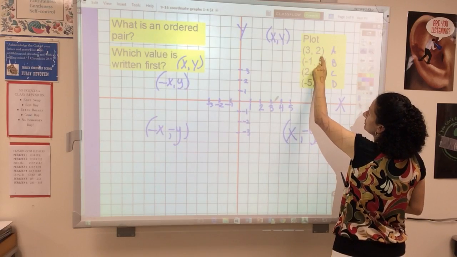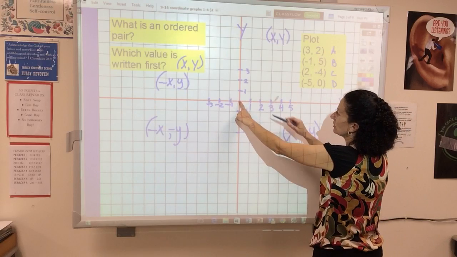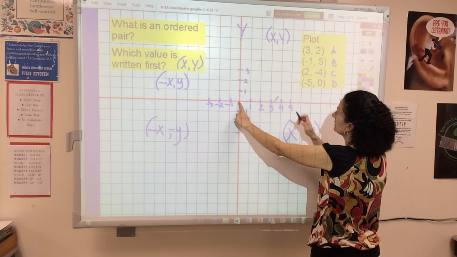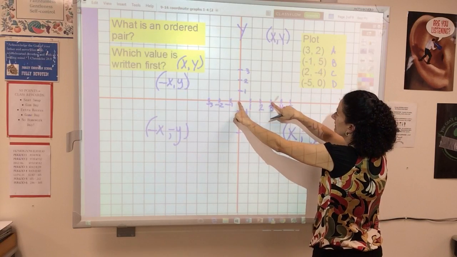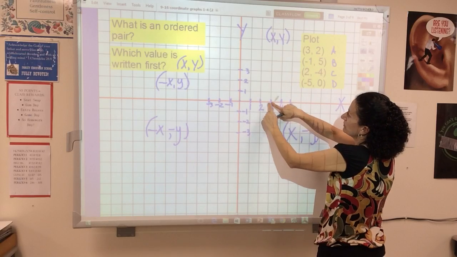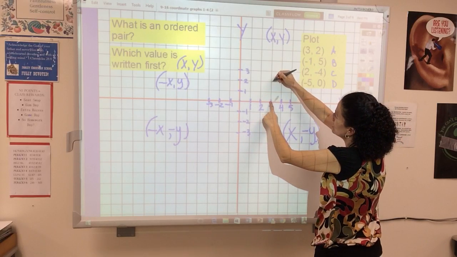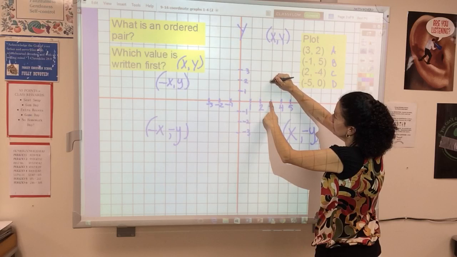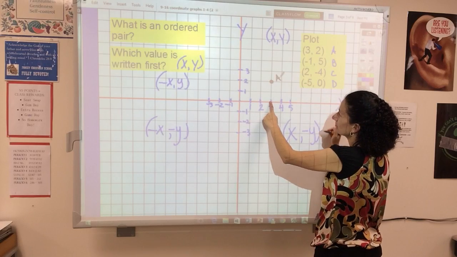For this one, (3, 2). So the first number tells me to go right or left. I'm going to start here at the origin. I'm going to go over 3. The second number tells me to go up 2. 1, 2. So this point is right here. I'm going to label it A.